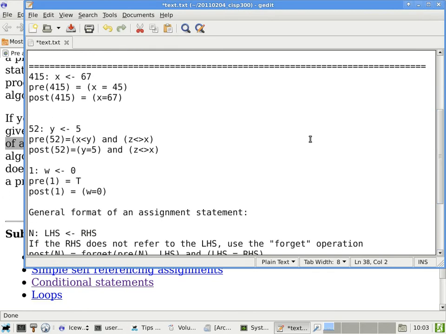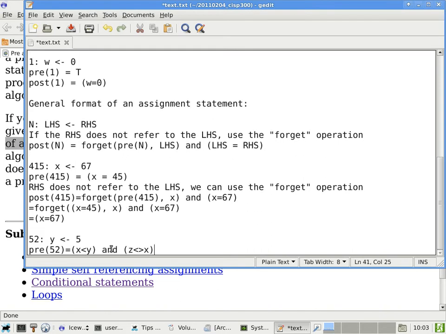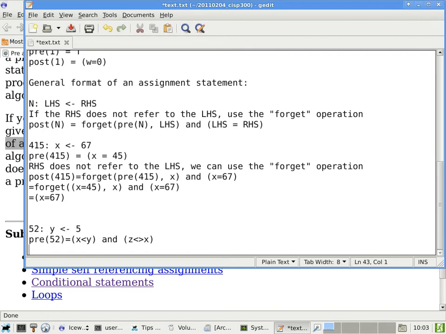Let's work out one more example, and then we'll move on to the other types of rules. The other example is line 52, which we have done already. So the question now is, can we use the forget rule? Well, the right-hand side does not refer to the left-hand side. We can use the forget rule, or the forget operation.